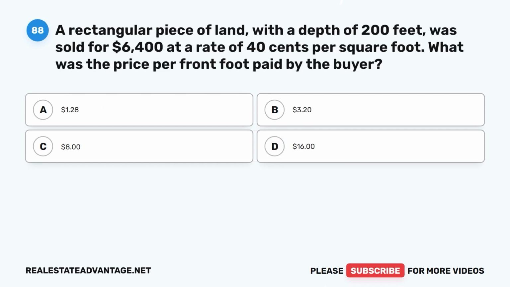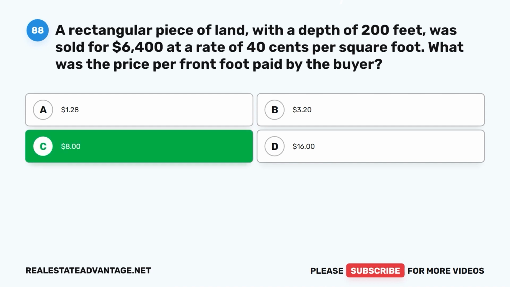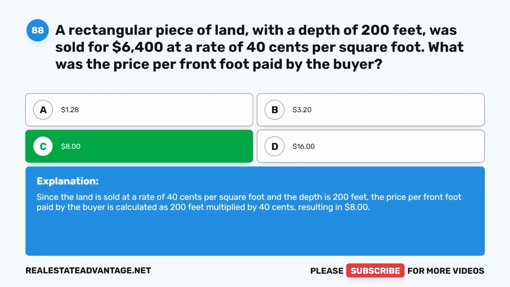Question 88. A rectangular piece of land with a depth of 200 feet was sold for $6,400 at a rate of 40 cents per square foot. What was the price per front foot paid by the buyer? A. $1.28, B. $3.20, C. $8, D. $16. The correct answer is C. $8. Since the land is sold at a rate of 40 cents per square foot and the depth is 200 feet, the price per front foot paid by the buyer is calculated as 200 feet multiplied by 40 cents, resulting in $8.